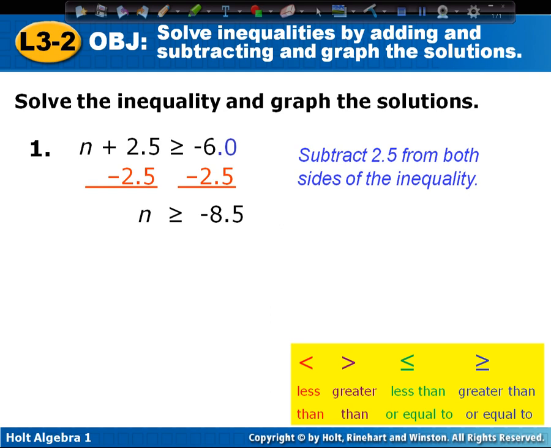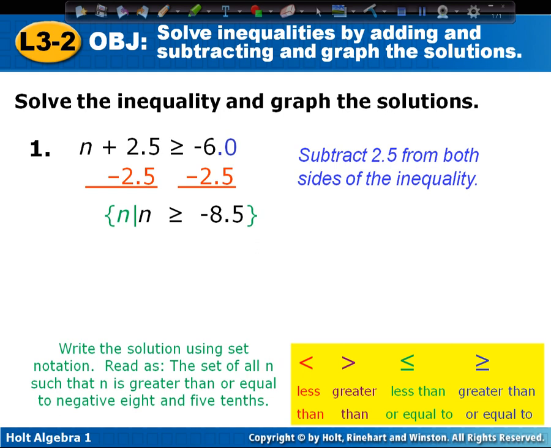So I've done my first step. I've solved the inequality. Now I'm going to set it, and by set it I just mean put your braces around it and your n such that. We're going to make it look fancy and have one of our braces in our bar, that means such that n is greater than or equal to negative 8.5. It says writing the solution using set notation, read as the set of all n such that n is greater than or equal to negative 8.5. So we solved it, we've set it in our set notation.